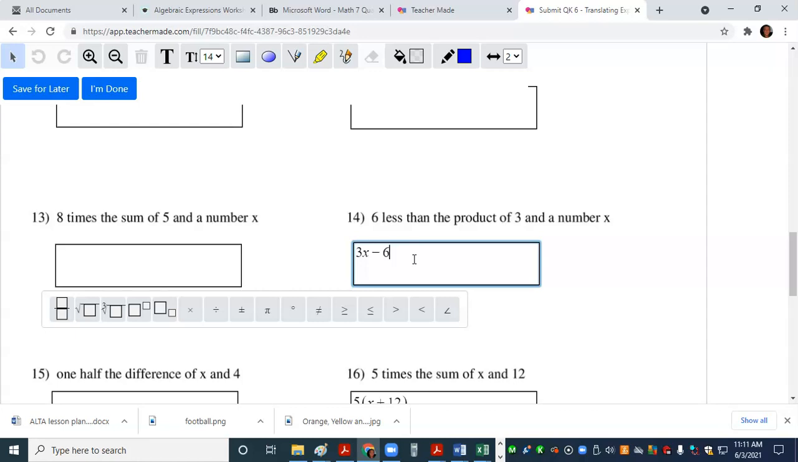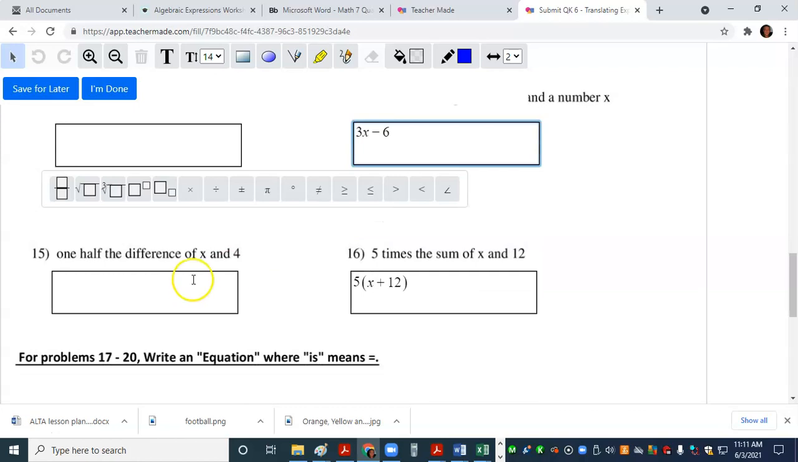It's not 6 minus 3x. That would give us a different answer. The order matters with subtraction. Same thing as the order matters in division. You got to have the right number on top of the fraction bar. The first number listed, usually.